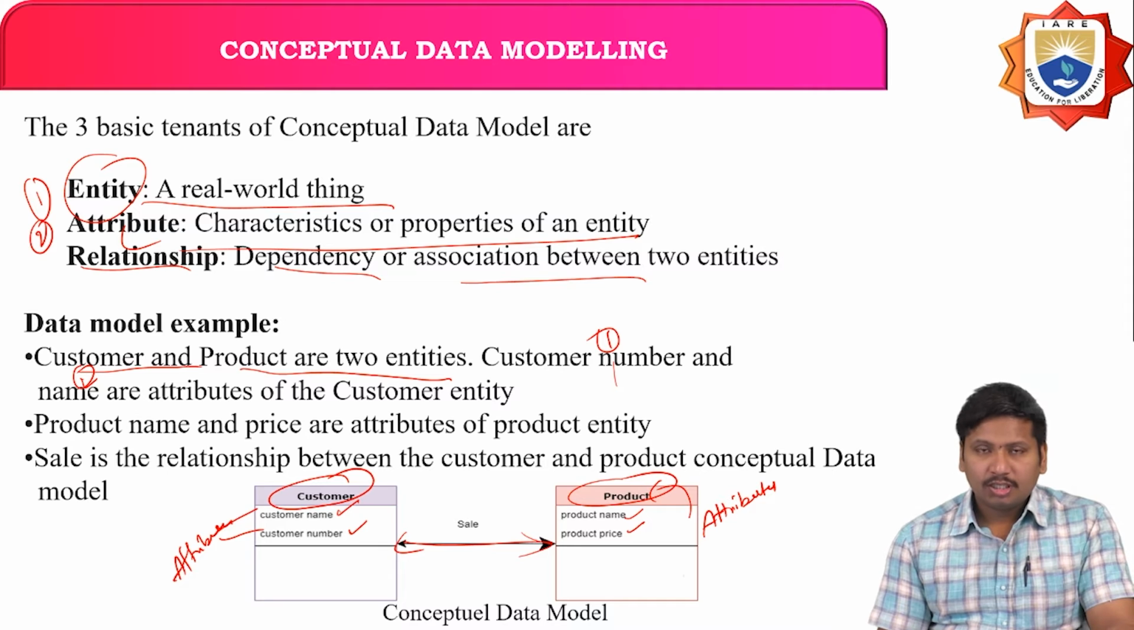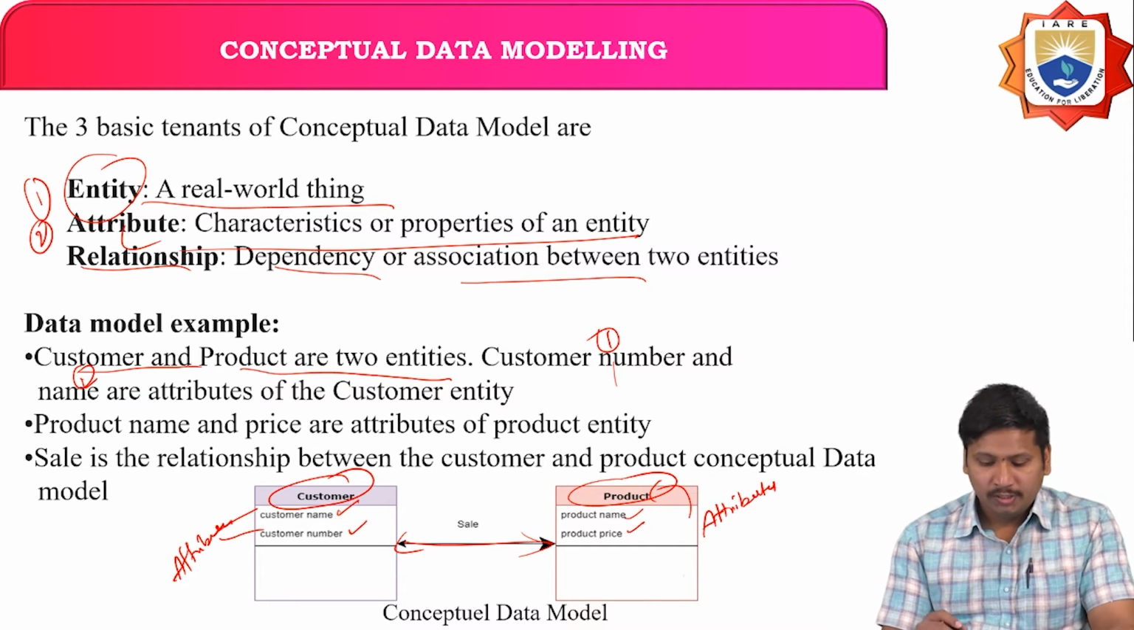Okay, so the customer I am taking as one entity and the product as another entity. The customer name and number are the attributes of the customer, and the product name and product type are the attributes of the product, and between them I can establish the dependency relationship, or I can represent the entity association relationship.